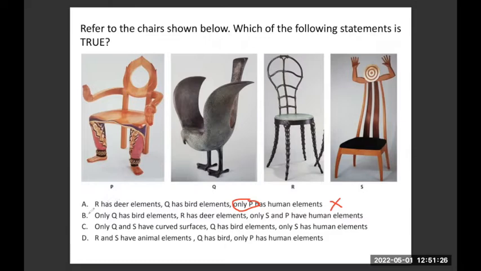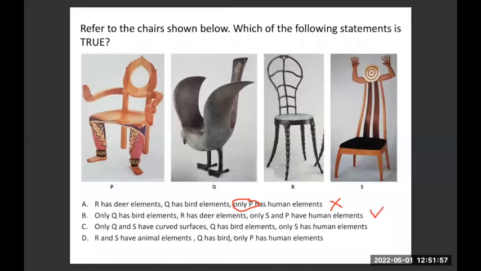The next one, B: only Q has bird element, R has deer elements, and only S and P have human elements. Correct or incorrect? That's correct. P and S have human elements, and they are the only ones which have human elements. R has deer elements, which you can see from the legs of that chair. And bird element is clear for Q. So I would say yes, that's correct.